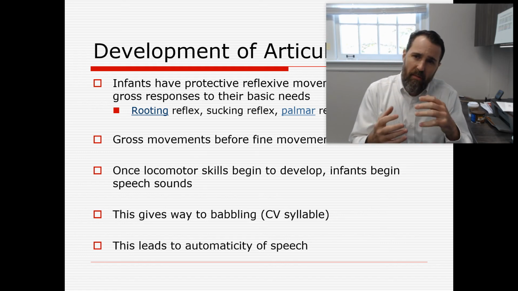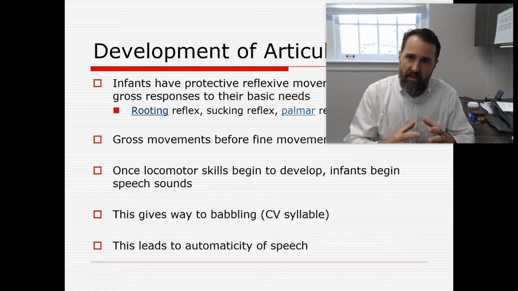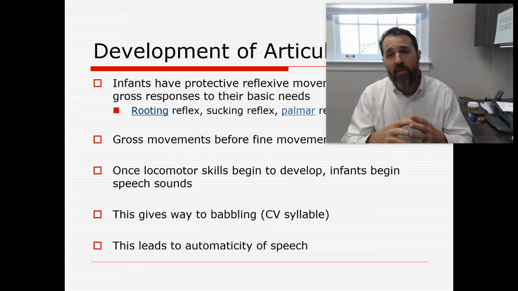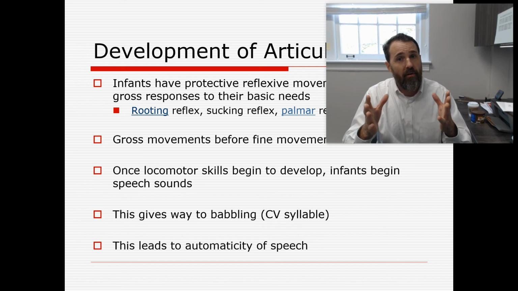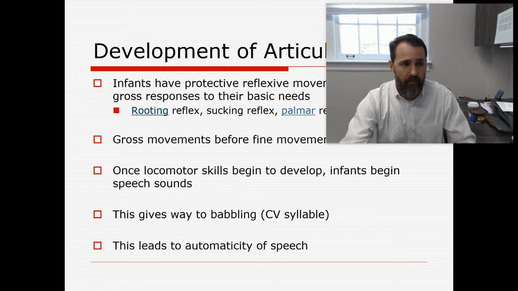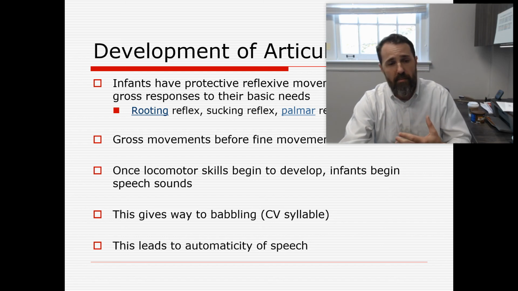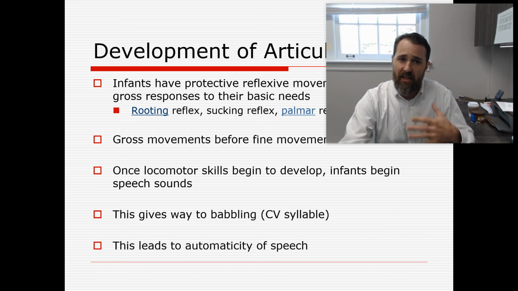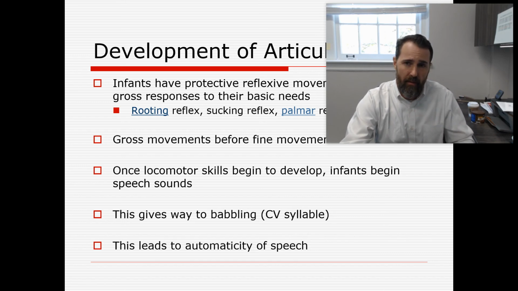But babbling is what that baby is doing. That is the work they're doing to learn how to move their mouth to articulate different phonemes. And babbling leads to automaticity of speech. And when I say automaticity of speech, I mean how as adults, when we're speaking, we don't have to troubleshoot how to produce each individual phoneme.